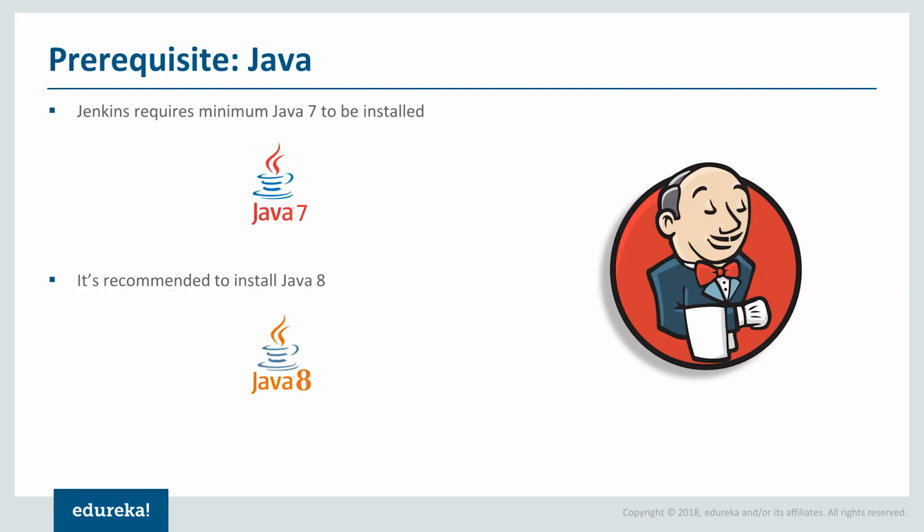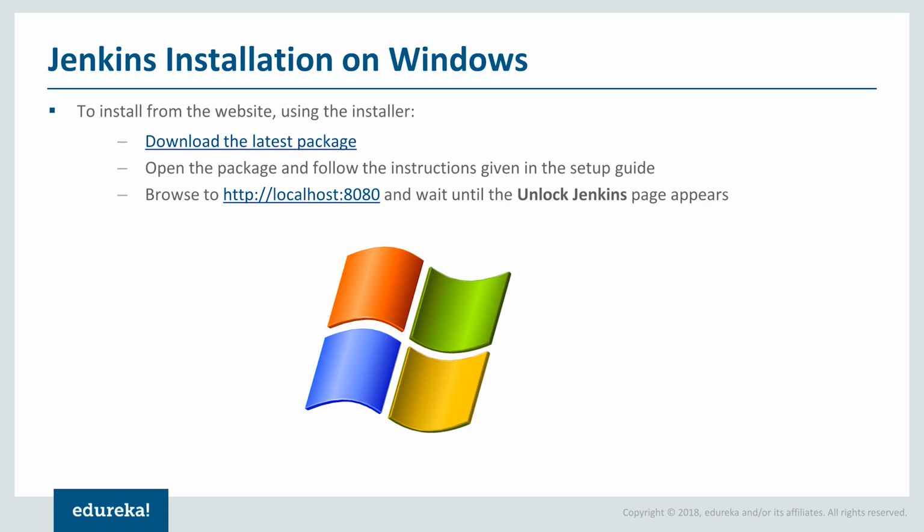Jenkins installation. In order to install Jenkins, one of the prerequisites is to have Java installed on the machine. Now, Jenkins requires minimum Java 7 to be installed. However, it is recommended to have Java 8 installed on the machine on which you are going to install Jenkins. The installation procedure for Jenkins remains very straightforward. Whether you are trying to install it on Windows or Linux or Mac, it does not make much of a difference. Basically, you just need to download the latest package if you are on a Windows machine and open the package, just click on next, and the setup guide will take you through all the procedure.